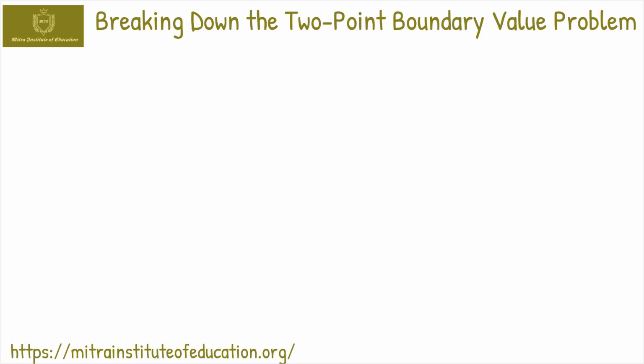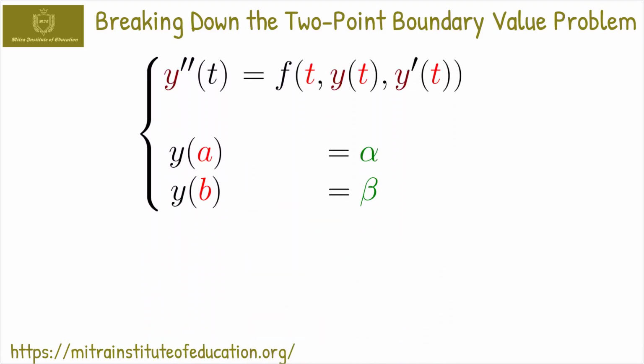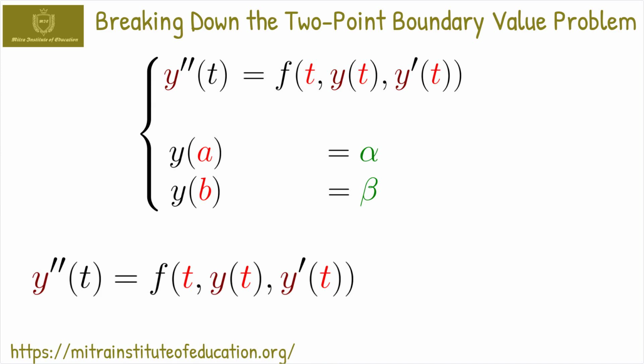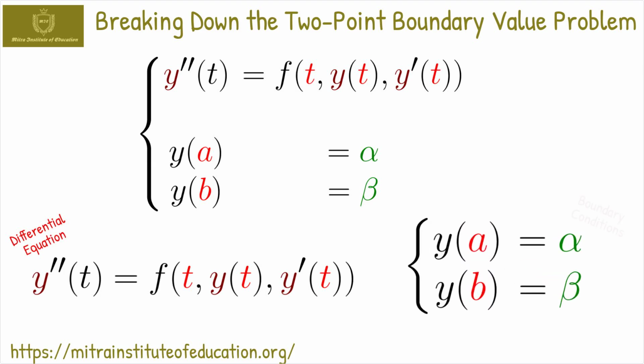Let's break down a two-point boundary value problem step by step. First, we have the differential equation, which is central to our BVP. This equation describes the relationship between the unknown function and its derivatives, and forms the core of our problem. Next, we turn our attention to the boundary conditions. These conditions specify the values of the solution at the endpoints of the interval, giving us the necessary constraints to solve the problem uniquely.